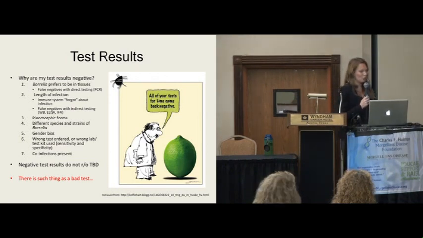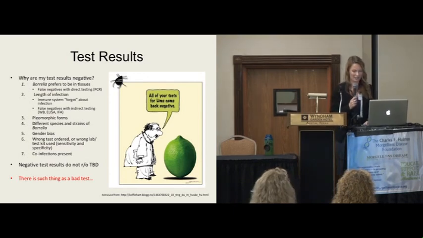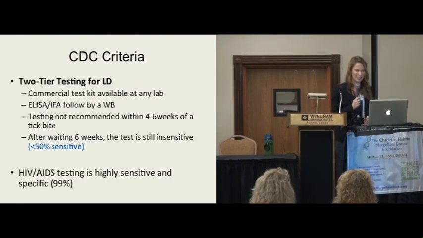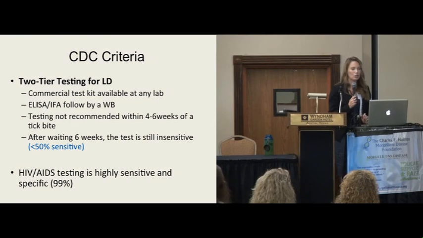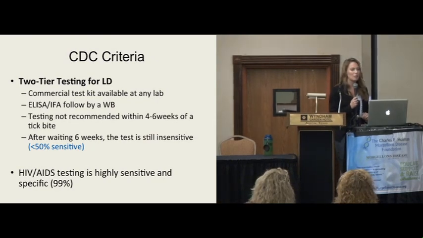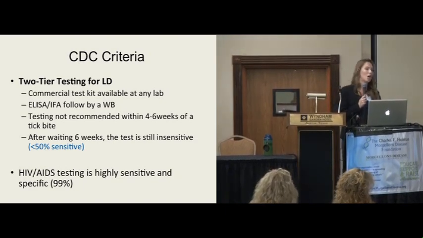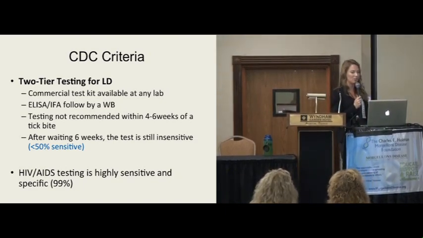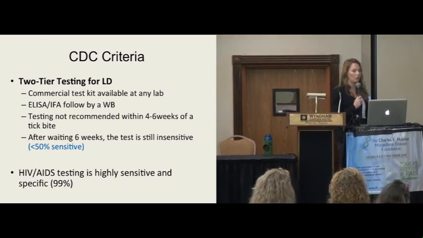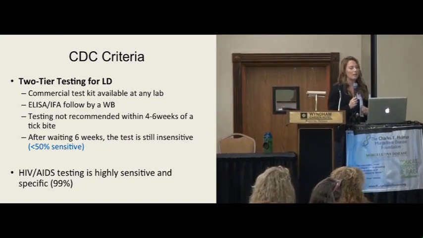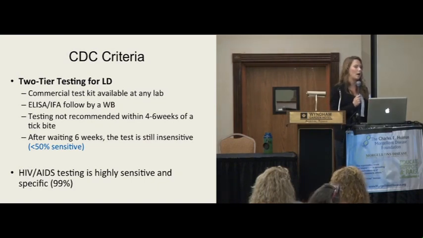Now, just getting into the CDC testing, there is such a thing as a bad test. So let's talk about the CDC criteria, the two-tiered testing for Lyme disease. This is a commercial test kit that's available at any lab. So if you went to your family doctor, dermatologist, or infectious disease doctor, this is what they will order on you. And it is an ELISA, that indirect test we talked about, followed by a Western blot, another indirect test.